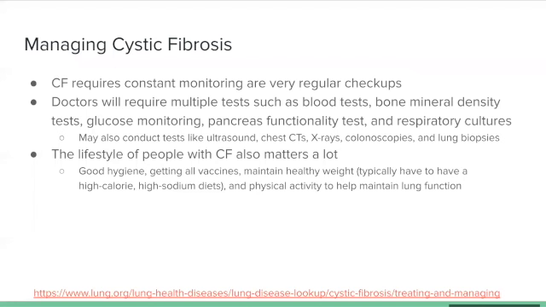It is important for people with CF to have good hygiene and get all their vaccines because when they get sick, it's not like a normal sick. It usually is worse for people with CF. So, like a common cold for normal people could turn into pneumonia for a person with CF because of their poor lung function.